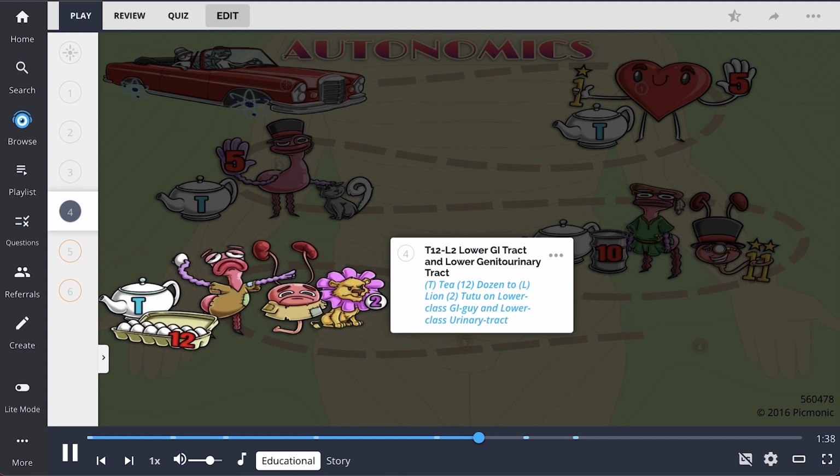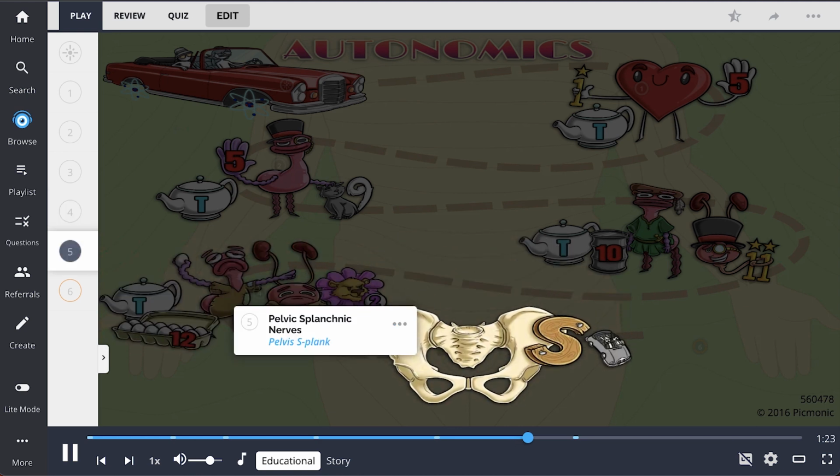The LGI shares spinal segments with the lower genitourinary tract, or LGU. Recall them with a lower class GI guy and urinary tract with their T, carton of dozen eggs, and pet line with a tutu. The pelvic splanchnic nerve is a parasympathetic nerve that originates in the sacrum and innervates only structures below the diaphragm, including the LGI and the LGU tracts. Picture this with a pelvis and an S-plank.